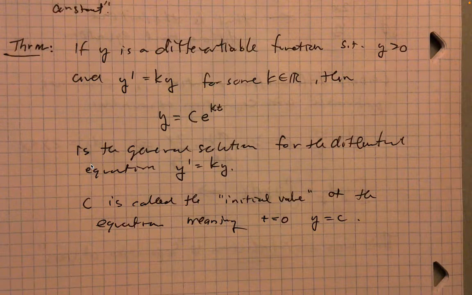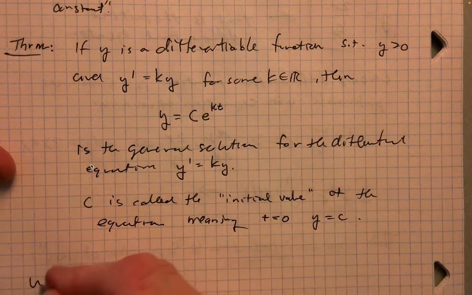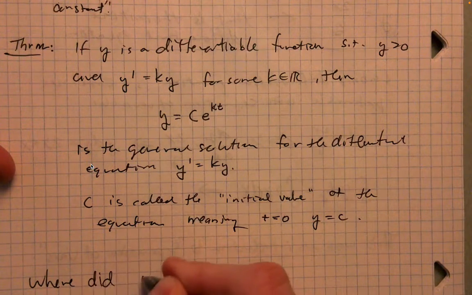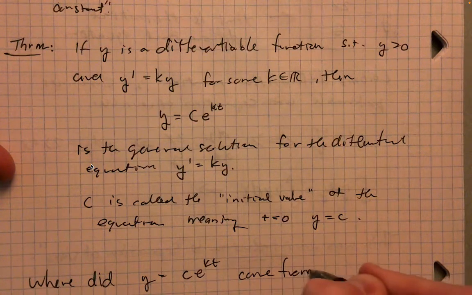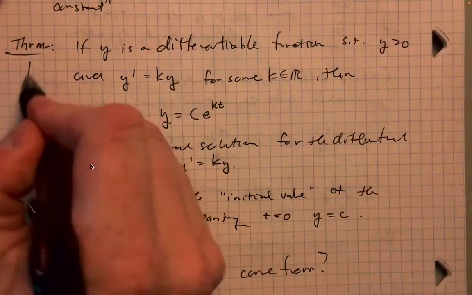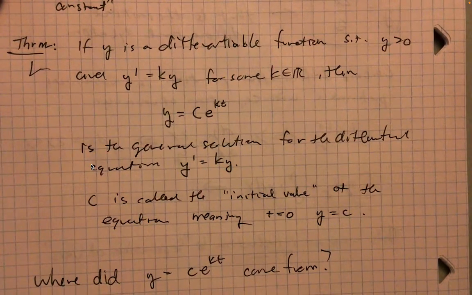We'll get into that later, probably next time. A little bit this time. But a whole range of problem types for differential equations are called initial value problems, and we'll see a whole bunch of those. But let's see, where did this solution come from? Where did y equals c e to the kt come from? Okay, so basically I want a proof here of this theorem. How did this come about? Okay, so let's talk about that.